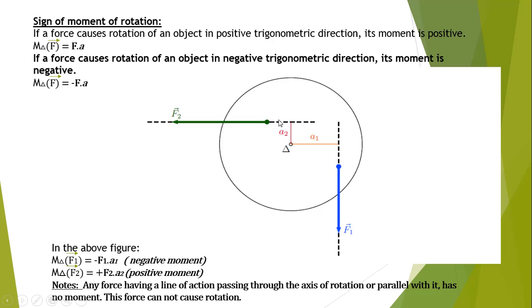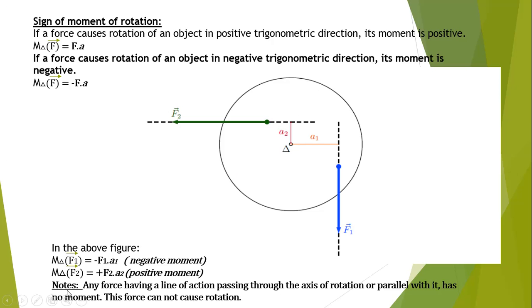when we apply F2 on the disk, we notice that the disk rotates in this direction, so in anti-clockwise direction or in positive trigonometric direction, and the moment of the force F2 can be written as plus F2 times A2, since F2 in this case has a positive moment.